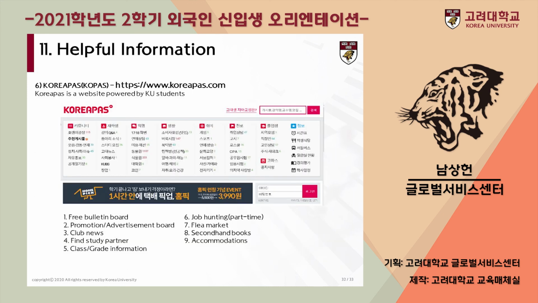Here is another helpful tip. This website called GoPass is powered by Korea University students. You can only access this website if you are a Korea University student with an official login information. It has a free bulletin board filled with information for Korea University students. You can find study partners on here, look up information on certain courses, look for second-hand books, find accommodations, and more.